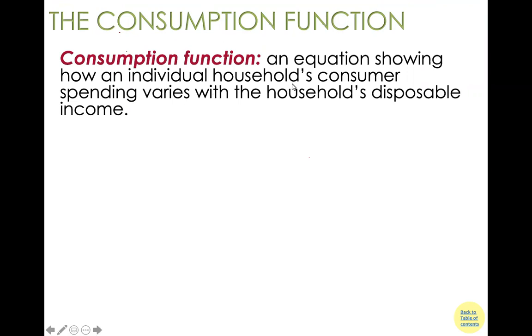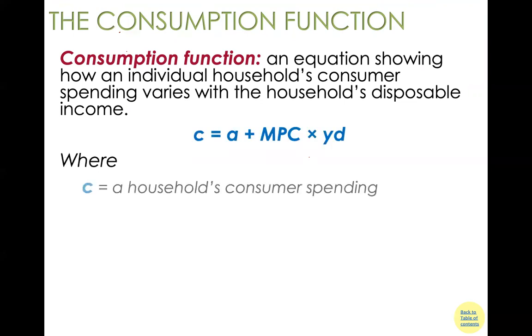The consumption function is an equation showing how individual households' consumer spending is going to change with households' disposable income, right? And then we can write this in a nice way. On the left-hand side, we have household spending. This household spending includes many things, right? Housing, transportation, food, education, entertainment, travel. Many things.